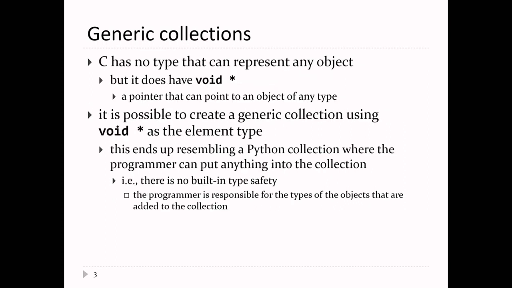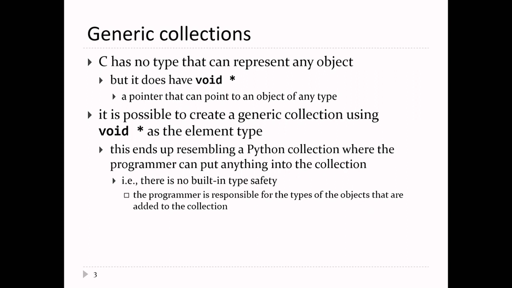Now, in C, if we want to make a list or a stack that can hold any element type, we have a problem because there is no type that represents any element type. In other words, there's no universal type where I can store an int and a double and a string. That just can't be done. What C does have, though, is this pointer to void, or this void pointer. And remember, a void pointer is allowed to point at anything.